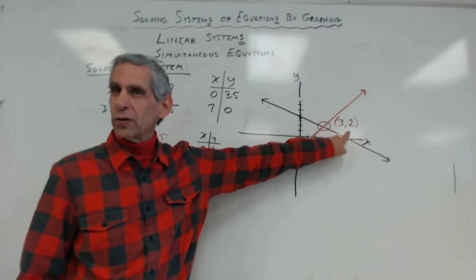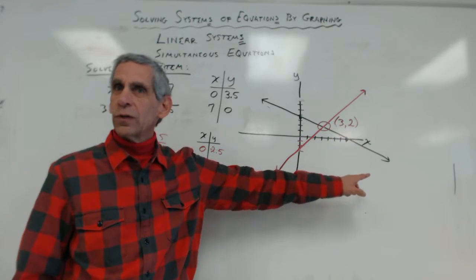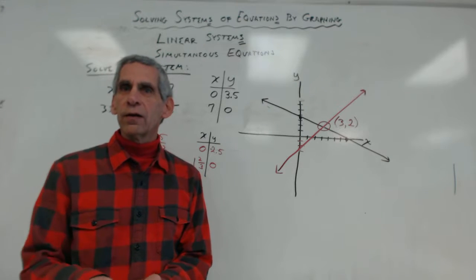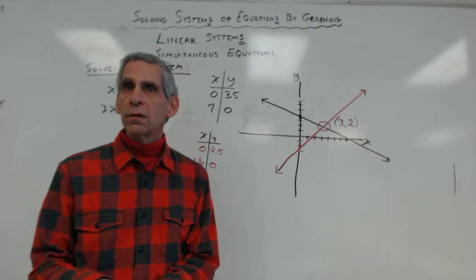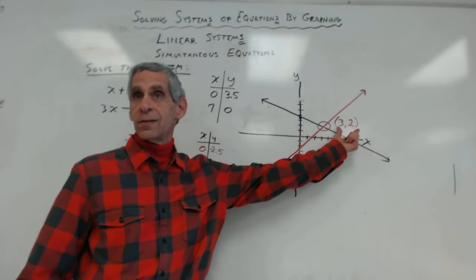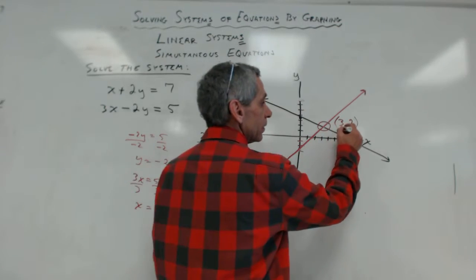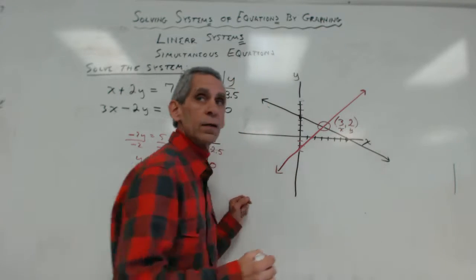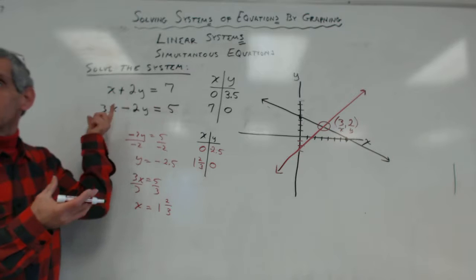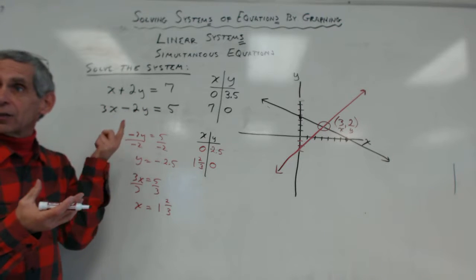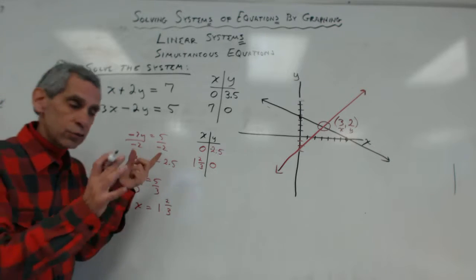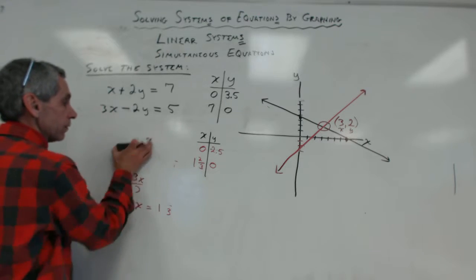Now, do we know for sure that 3, 2 is the answer? We don't. How would we know? How could we know for sure? Solve it algebraically. But could we take this? Isn't this an x? And isn't this a y? Couldn't I substitute those into my original equations and see if I get a true statement? You know what I'm saying? Let's try it. You'll see what I mean when I do it.